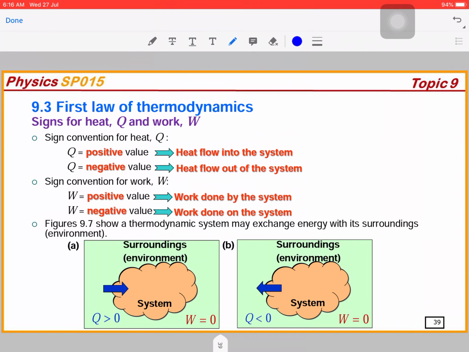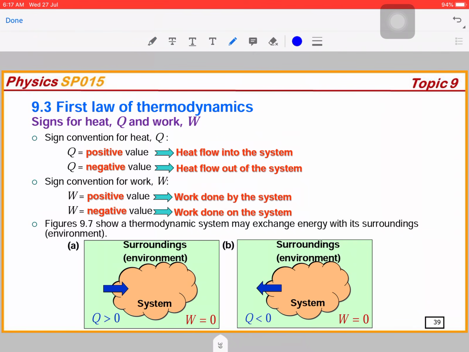First law of thermodynamics. Sign convention for heat Q and work W. For Q, positive values mean heat flows into the system. If Q is negative, heat flows out of the system.